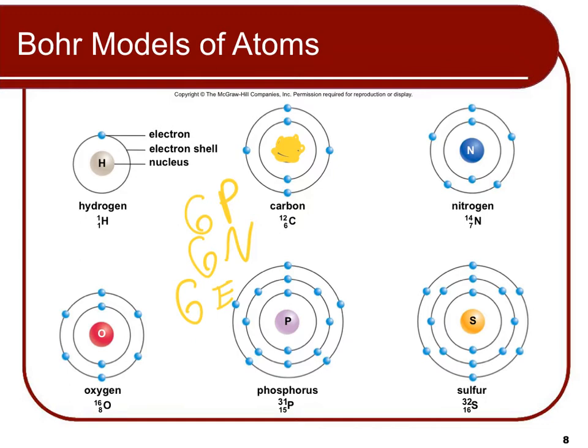The first shell right here, as you can see, can only hold 2 electrons. The next shell can hold 8 electrons. And then the third shell can hold up to 18, but really we're just going to deal with 8 on the third shell. Okay, and let me show you what I'm talking about over here.